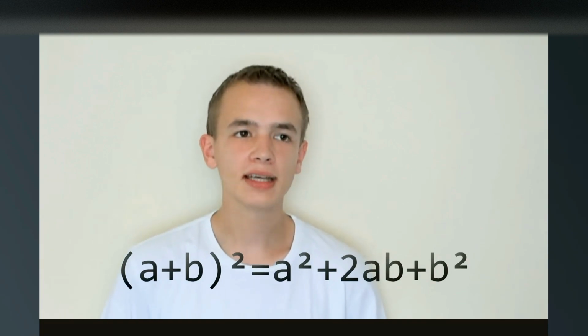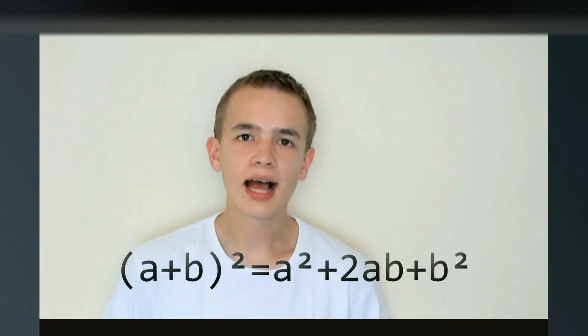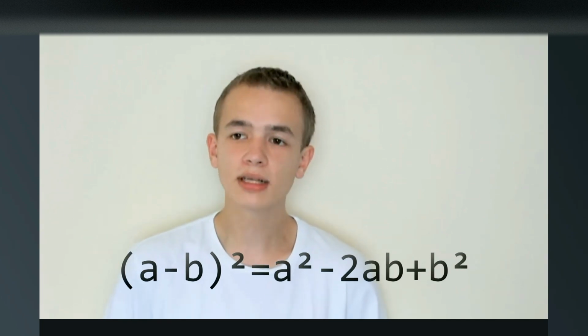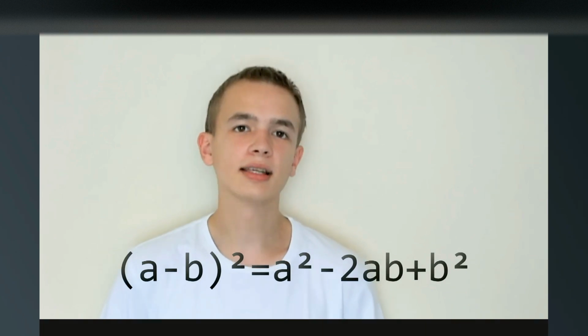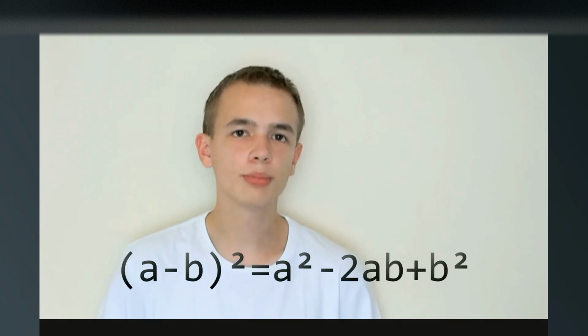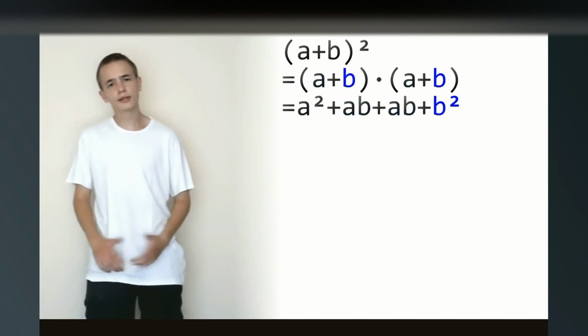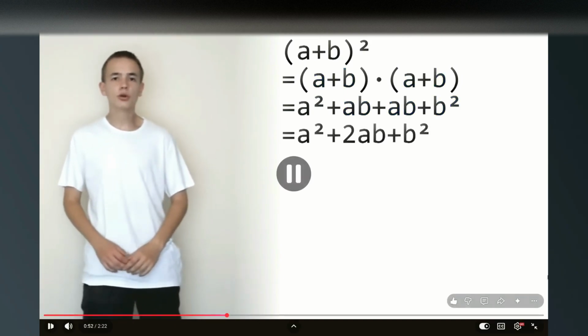Klammer auf a plus b, Klammer zu ins Quadrat, ist gleich a Quadrat plus 2ab plus b Quadrat. Klammer auf a minus b, Klammer zu ins Quadrat, ist gleich a Quadrat minus 2ab plus b Quadrat. Woher die Formeln kommen, lässt sich leicht verstehen, denn nehme ich a plus b hoch 2, muss ich es mit sich selbst mal nehmen. Multipliziere ich jetzt alle Teile einzeln aus, dann kommt da auch schon fast die erste Formel raus.